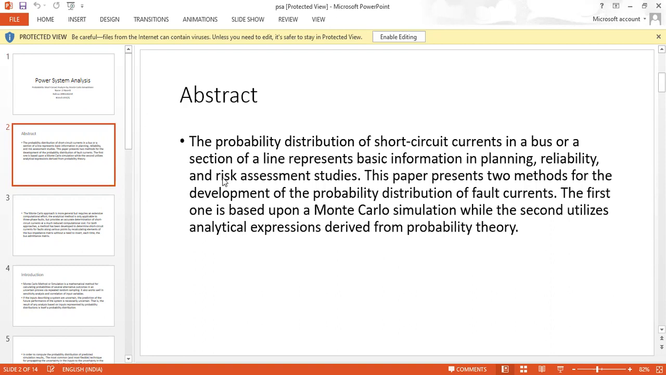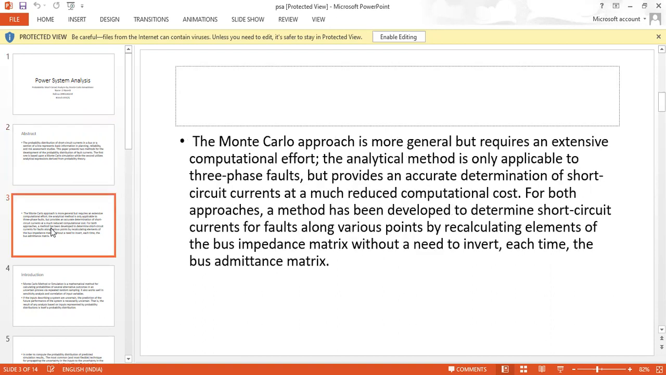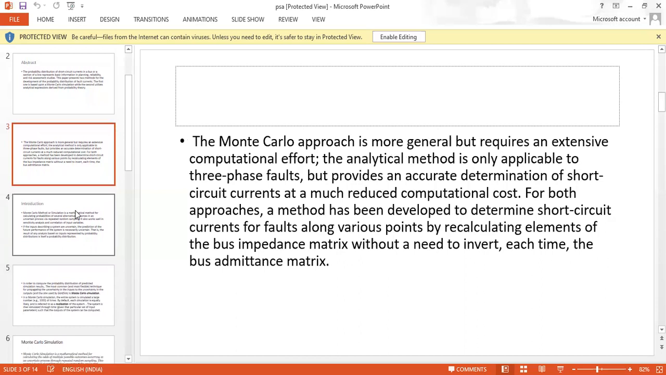The first one is based upon a Monte Carlo simulation, while the second utilizes analytical expressions derived from the probability theory. The Monte Carlo approach is more general but requires an extensive computational effort. The analytical method is only applicable to three-phase faults but provides an accurate determination of short-circuit currents at a much reduced computational cost. For both approaches, a method has been developed to determine short-circuit currents for faults along various points by recalculating elements of the bus impedance matrix without a need to invert the bus admittance matrix each time.